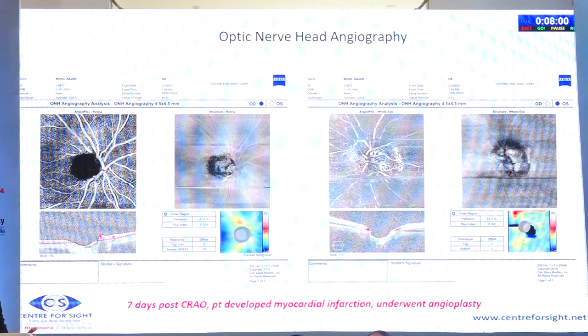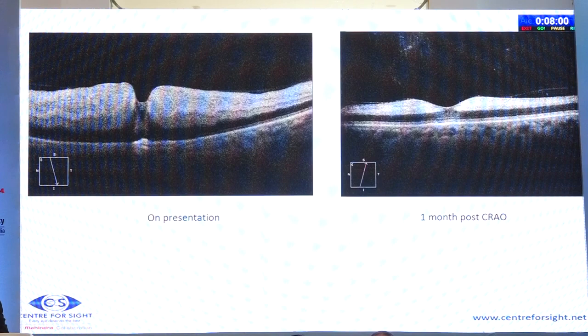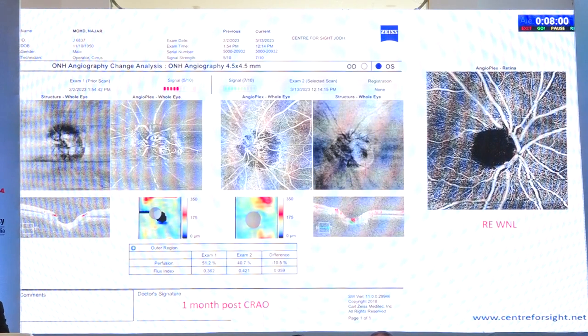And this patient developed an MI 1 week after CRAO. He came back to us 1 month post CRAO. There is recanalization of vessels, so we can see, on presentation and after 1 month, these small capillaries have opened, but still the density of capillaries has actually gone down.